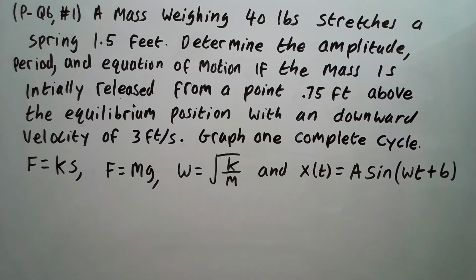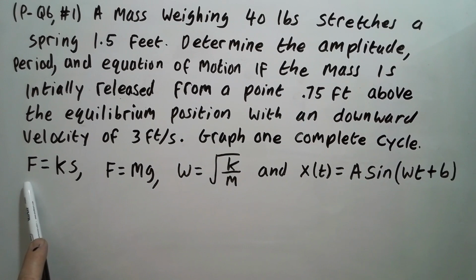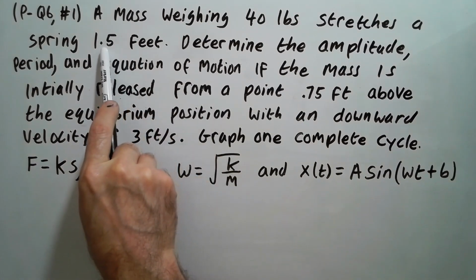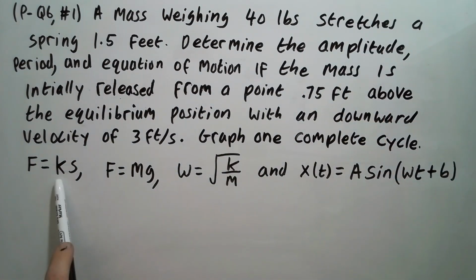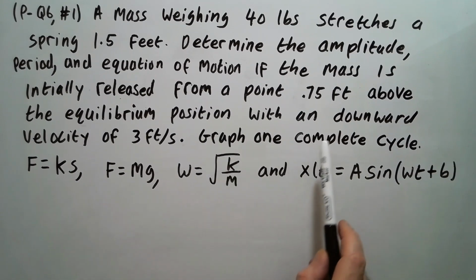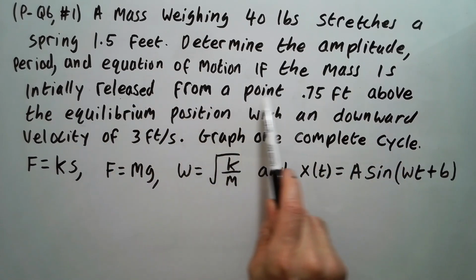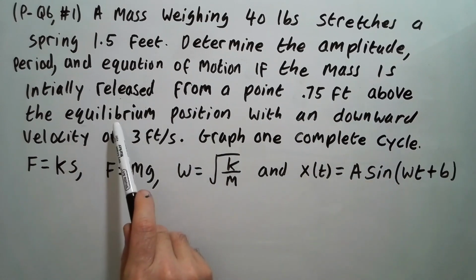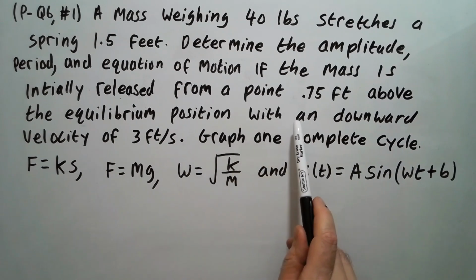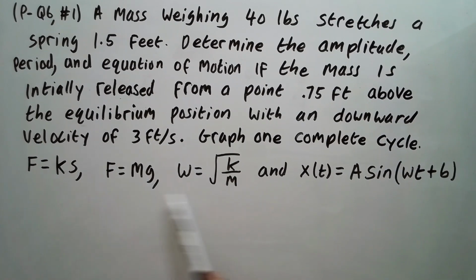So let's see what we're given here. Well, we're given up here the weight, which is going to be your F here, is 40 pounds. We're given the 1.5, that's going to be the stretch of the spring, which is going to be your s. The k is the spring constant, which we need to find. And we're also given that, say it's initially at time 0, the position is 0.75 feet above the equilibrium, and it has a downward velocity of 3 feet per second. So let me write this information down here.